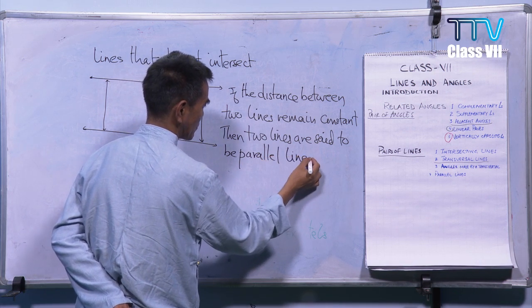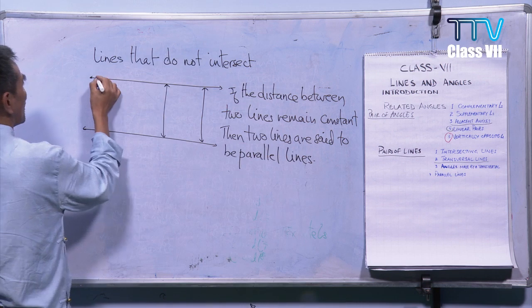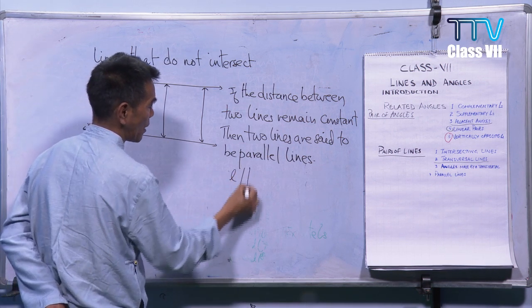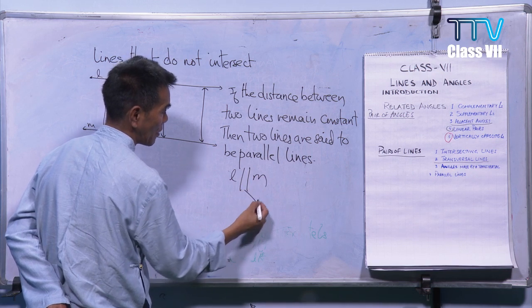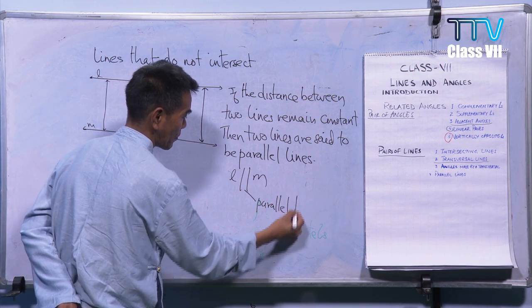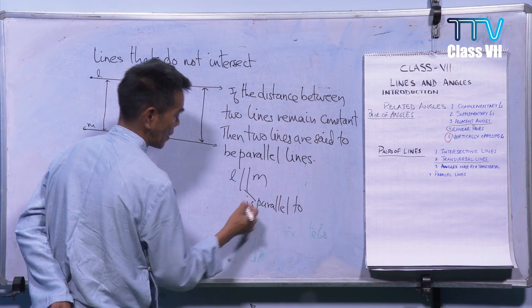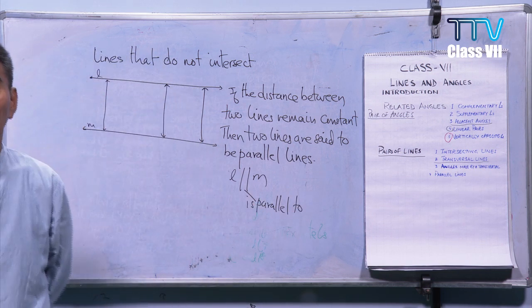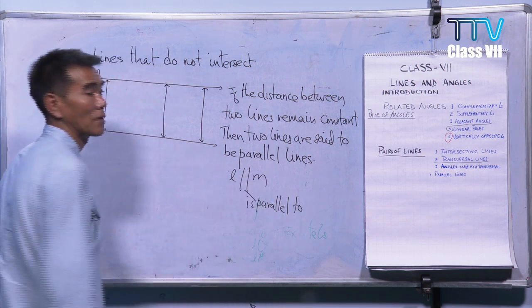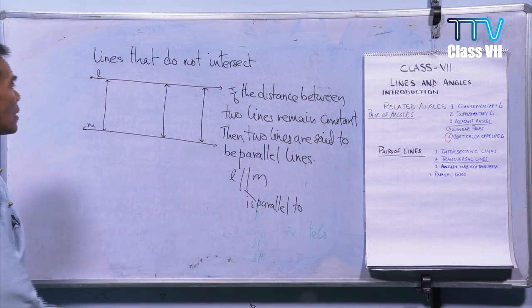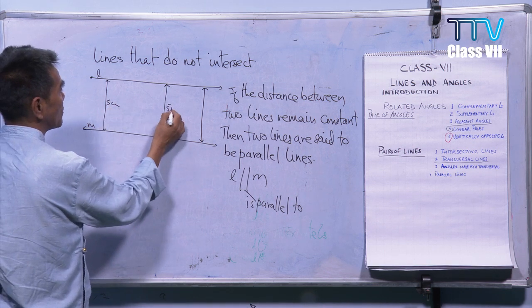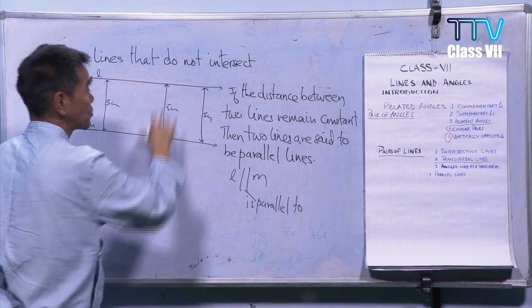Parallel lines. Say we are given lines L and M. L is parallel to M. Line L is parallel to M. Not parallel, but not parallel. Okay, the lines are parallel. For example, with the 5 centimeter gap, the 5 centimeter distance remains constant.